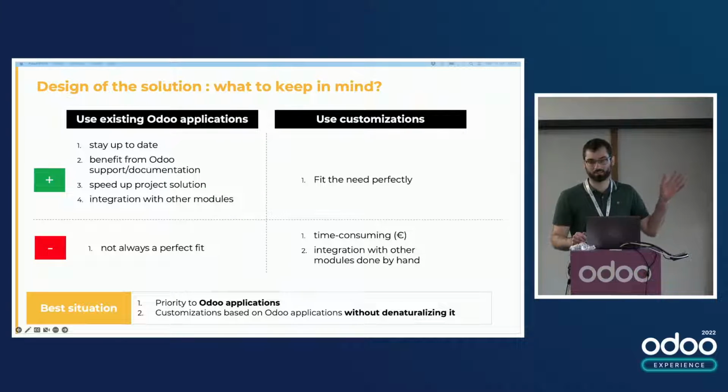However, those base Odoo applications are not always a perfect fit for a company, which is a big drawback, because it's easier to change the software that a company uses than to change the way a company works. This is why we have customization: to fit the needs of the client perfectly. However, customization is time-consuming, and we have to do all the integration with other modules by hand. So the best situation is to use the base Odoo applications as the foundation and add a few layers of customization on top of that.